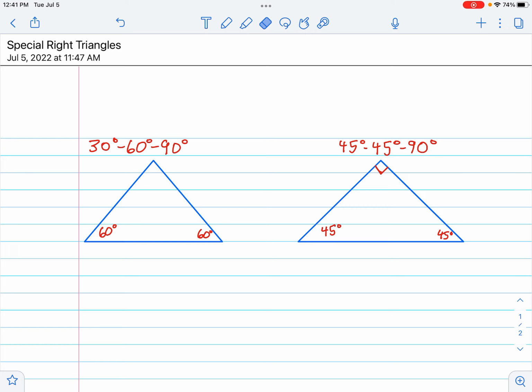Before we talk about 30, 60, 90, I'm going to start off with an equilateral triangle, so all the sides here, we'll say, are L units long. And all the angles are 60 degrees. So this is equilateral, equiangular. All the angles are 60 degrees. They add up to 180.